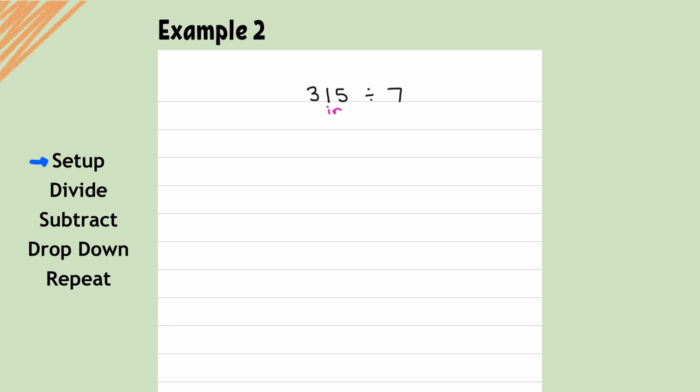The first number is going to go in, the second number is going to go out. Let me repeat that. The first number is going to go inside the division bar, and the second number is going to go outside of the division bar, and we have to see how many times can our divisor go into our dividend. So we're going to start off with one number.